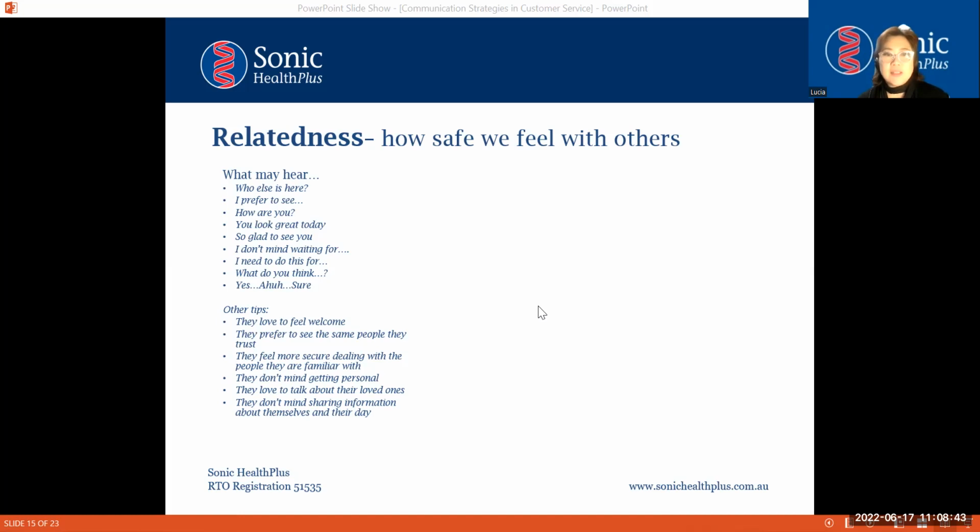They prefer to see the same people they trust. They feel more secure dealing with the people they are familiar with. They don't mind getting personal, so you can ask them about what happened to them over the weekend, and some of them give you a lot of information as well about themselves, unsolicited. They love to talk about their loved ones. They don't mind sharing information about themselves and their day. Actually, this is my number 2.